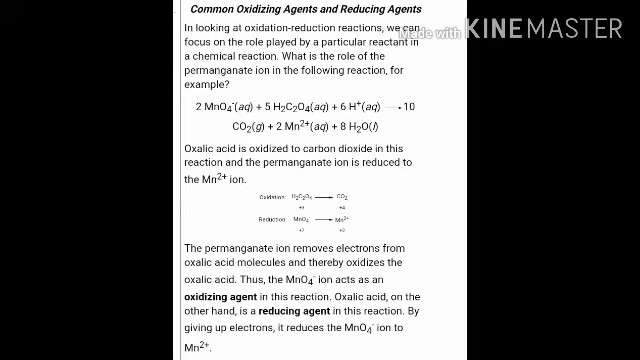Oxidizing agents and reducing agents. We're going to learn what they are, what they do, and how to identify them in chemical equations. So if we're talking about oxidizing agents and reducing agents, let's just refresh our memory about what oxidizing and reducing are, okay? So oxidation is a loss of electrons, and reduction is a gain of electrons.